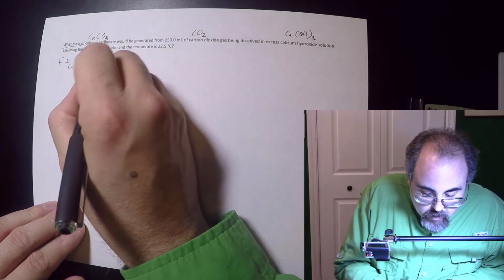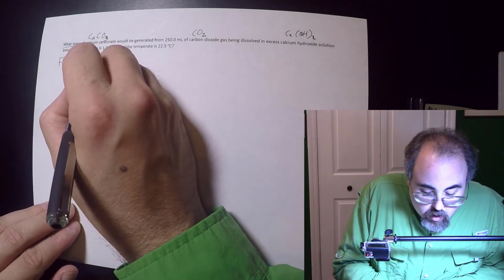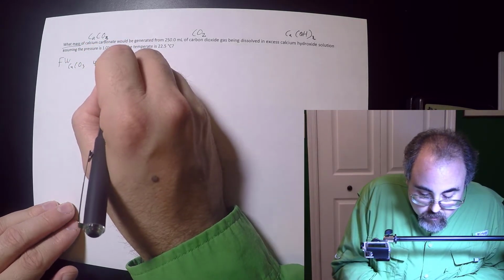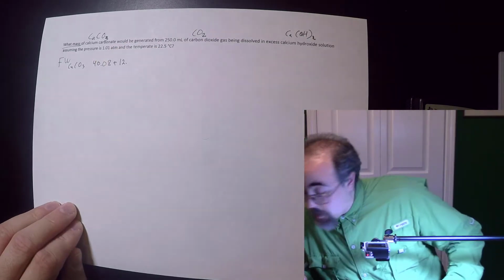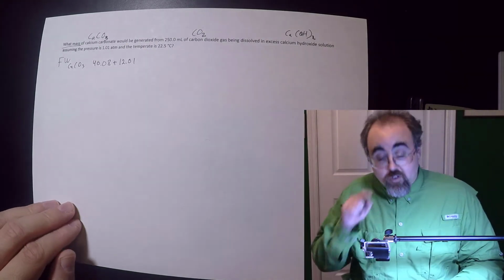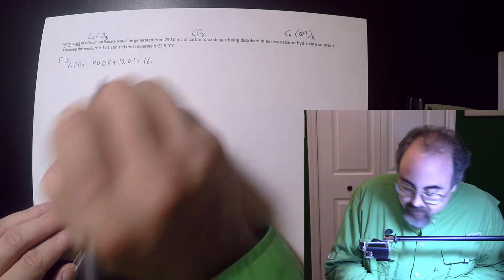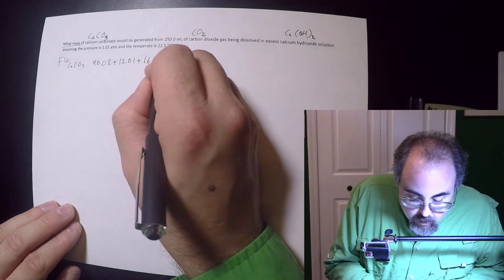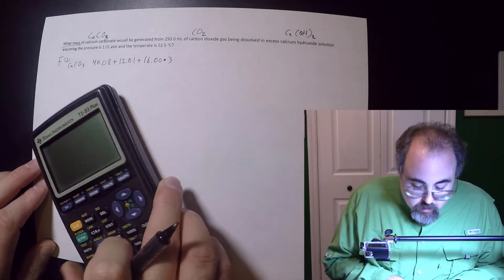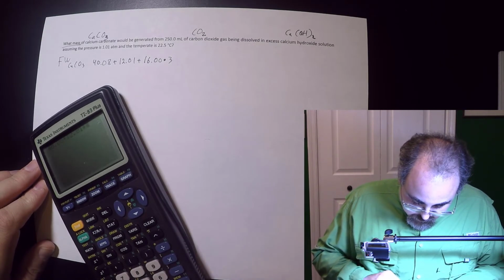So formula weight, CaCO3. Okay, so for this one, I'm going to need the weight of the calcium, which I get as 40.08, plus the weight of the carbon, which should be 12.01, I think. Yep. And all the units, by the way, are in Daltons, or grams per mole, which are effectively the same thing. Okay. Plus, let's see, oxygen should be 16.00. Yep. Times 3, because there's 3 of them. Okay, so I take 40.08 plus 12.01 plus 16 times 3.